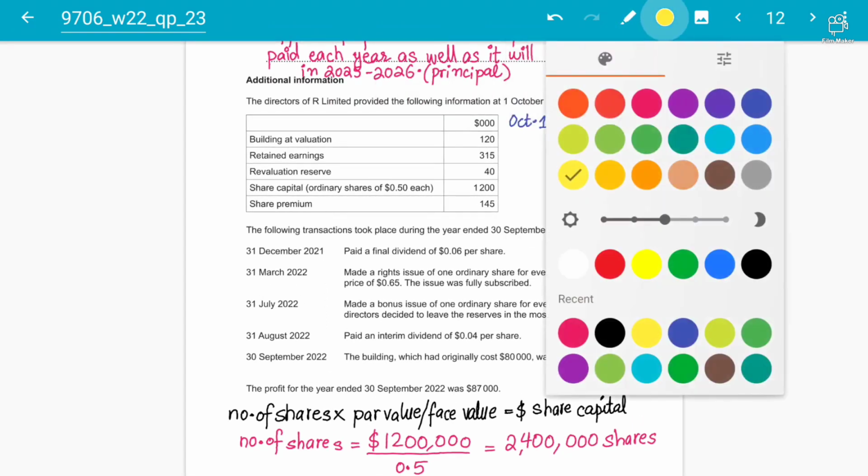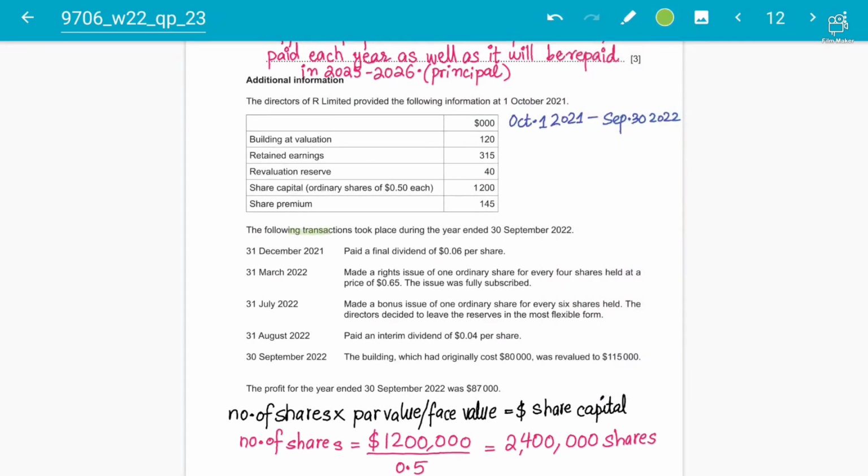So how are you going to work, sir? The following transactions took place during the year. We started on 1st October 2021 at the start of the year, and around 31st December, after 2-3 months, October, November, December, you are paying a final dividend of 0.06 per share.